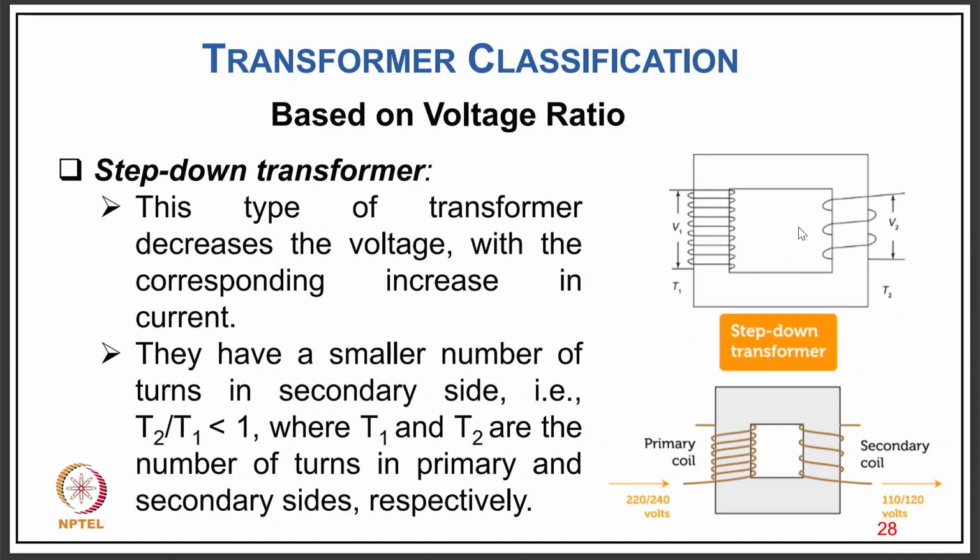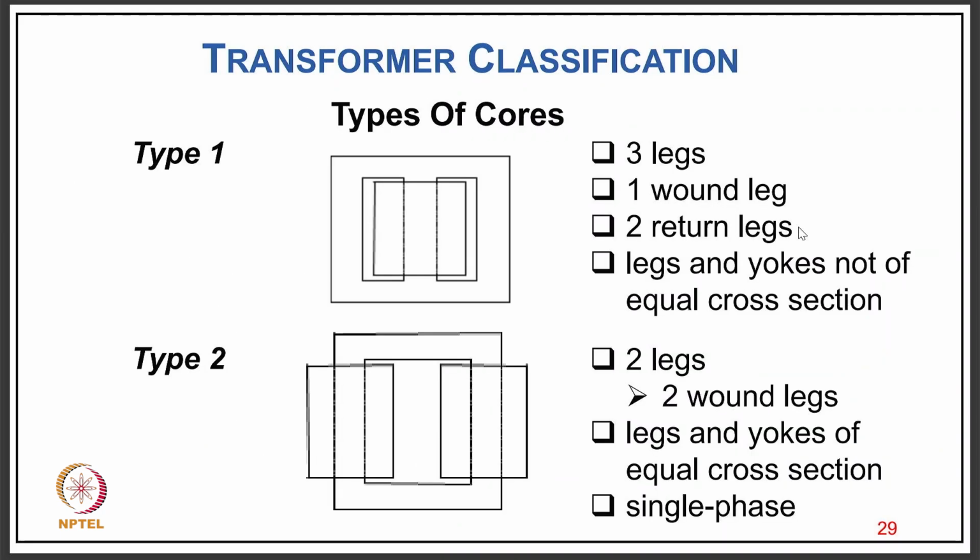Similarly, this is a step down transformer, which is used normally in the distribution system or many other applications. So here certainly the primary will have a higher number of turns because of high voltage, and the secondary has a low voltage and certainly has a smaller number of turns. So you have typically different kinds of transformers.